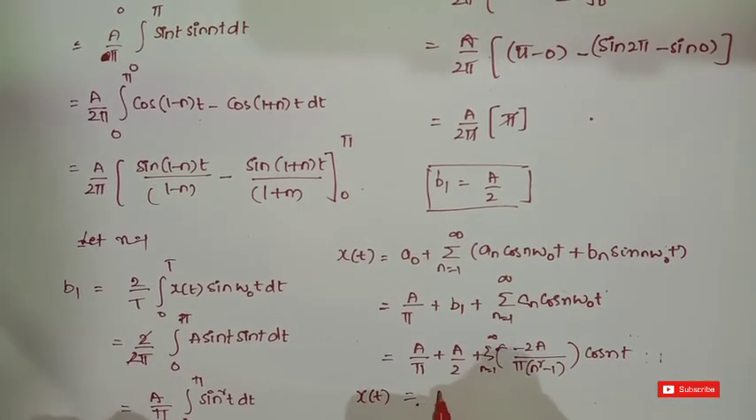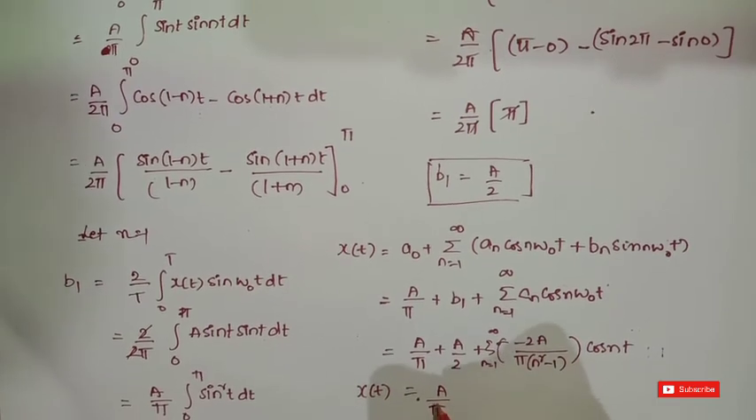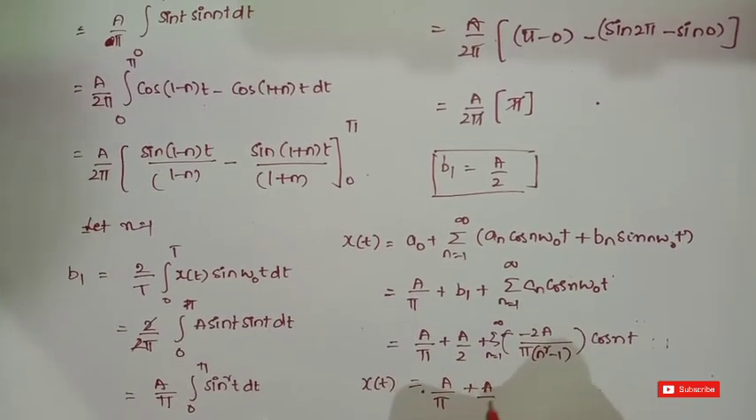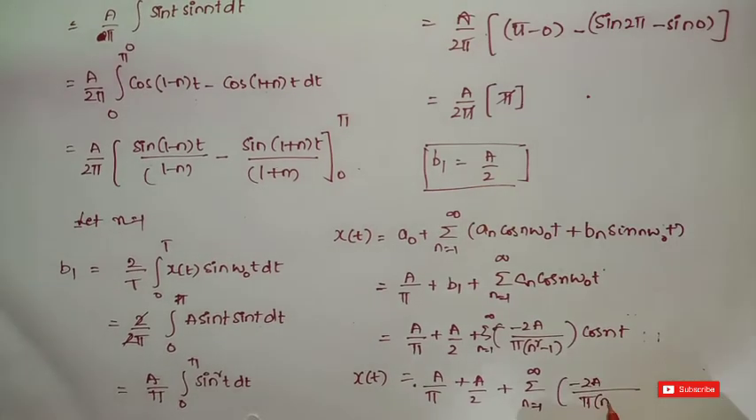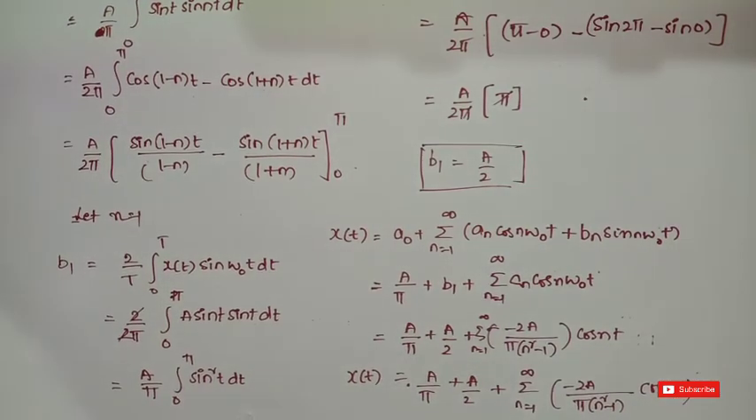Therefore x of t is equal to a by pi plus a by 2 plus sigma n is equal to 1 to infinity minus 2a by pi into n square minus 1 cos nt. This is the Fourier series expansion of a half-wave rectified sine wave.